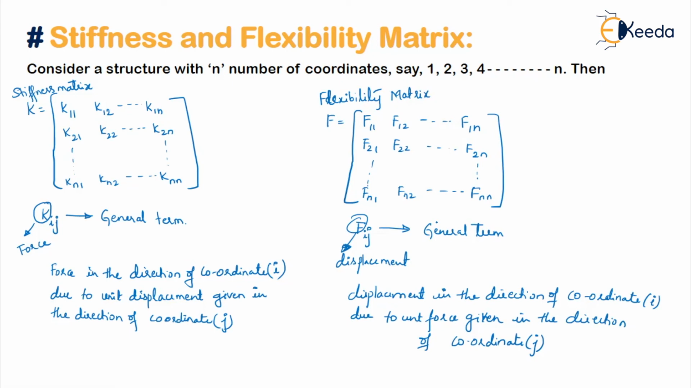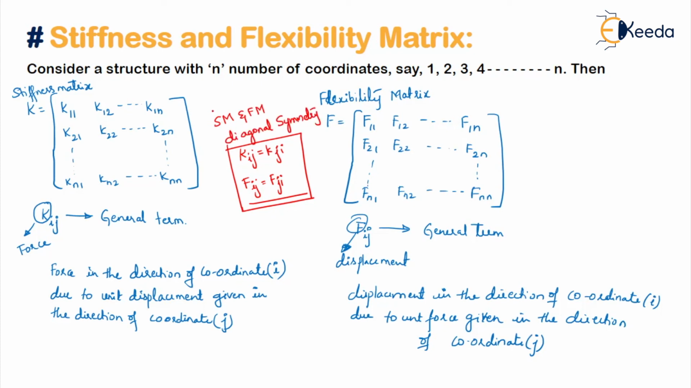Now in case of stiffness and flexibility matrix, there is one important point which you have to remember, that is your Kij will be equal to Kji, or your Fij will be equal to Fji. This is due to Maxwell's reciprocal theorem. So that's the reason both your stiffness matrix and your flexibility matrix are diagonally symmetric. They have diagonal symmetry because of this condition, which is Maxwell's reciprocal theorem.